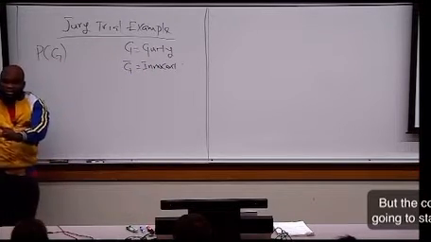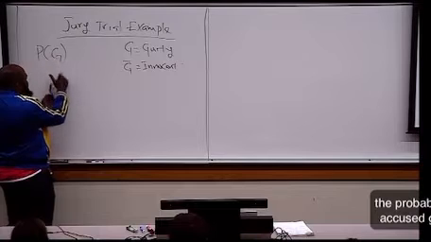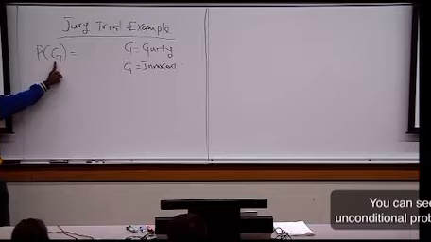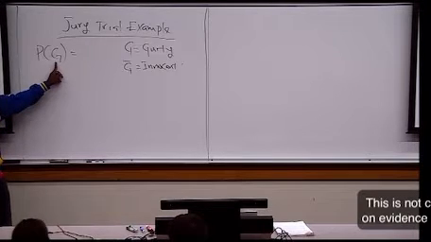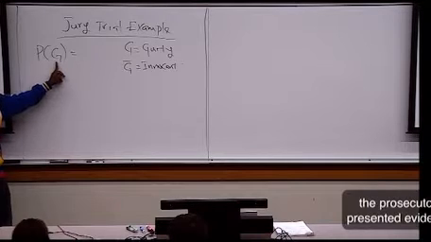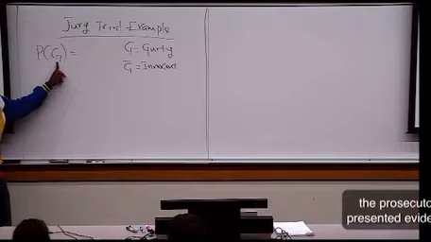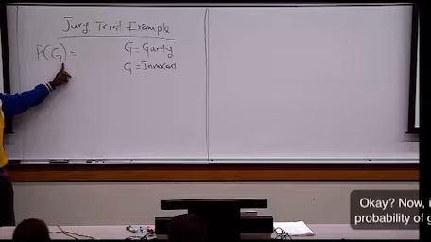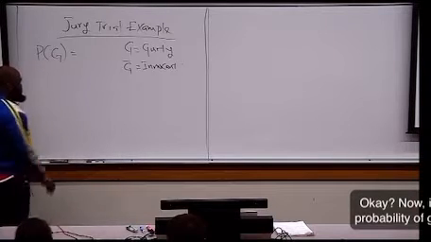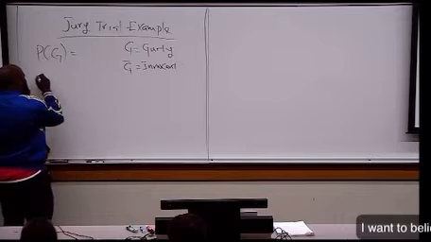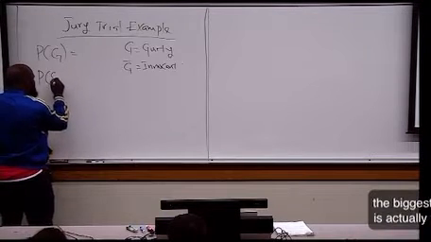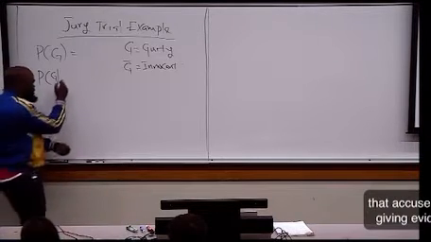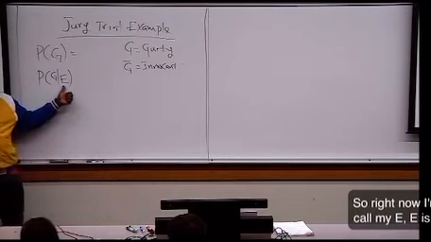But the court is going to start with the probability of the accused being guilty. You can see this is an unconditional probability. This is not conditioned on evidence because the prosecutor has not presented evidence. So this is the probability of guilt. What the Bayes theorem is actually talking about is the probability that the accused is guilty given evidence. So right now, I'm going to call this E.